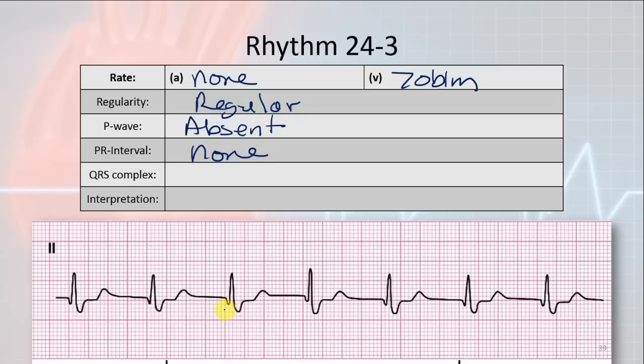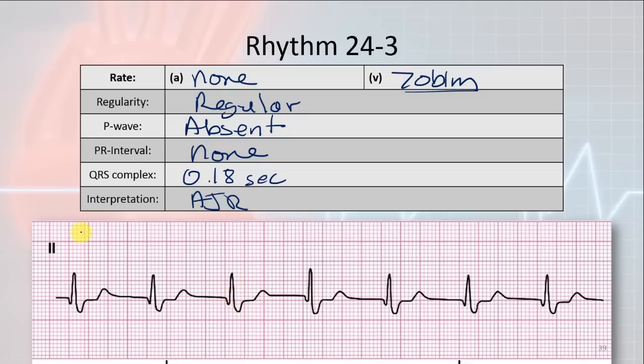QRS complexes, this is a really wide QRS. If you look here, this thing is almost 0.20 second. It looks like it, well, it might be 0.18, so we'll just put 0.18 second. I know for a fact that this is wide, whether it's 0.18 or 0.20. Interpretation, well, my underlying rhythm is going to be an accelerated junctional rhythm only because my heart rate is 70 beats a minute, my ventricular rate.